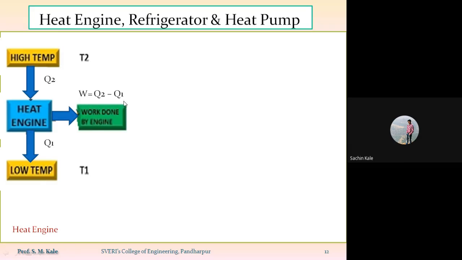So here in this case, the value of work obtained will be equal to... which heat is greater, Q2 or Q1?